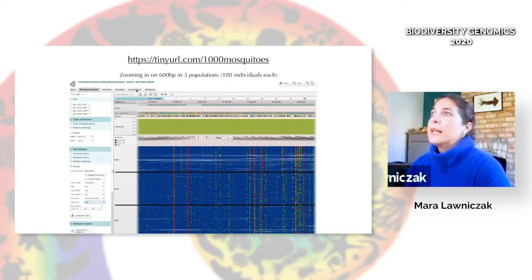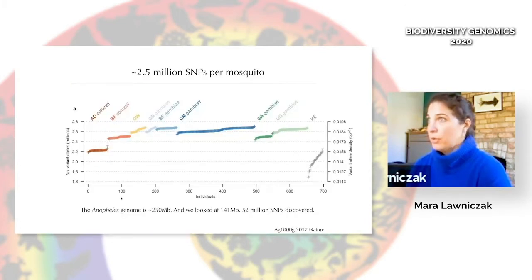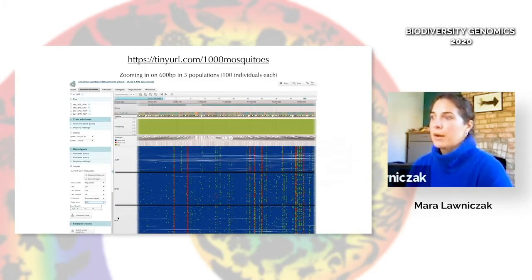You can interact with the data. I've left a tiny URL up here, 1,000 mosquitoes. This is a wonderful web browser called Panoptes, and this is just zooming in on 600 bases here of 100 specimens from Angola that are Mosquitoes, 100 specimens that are Mosquitoes from Burkina, and 100 specimens that are Gambi from Burkina. And each of these blue areas is a place in which these 100 genomes completely match the reference genome. Each of these green triangles up here is a place where there's a SNP, and you can also get a sense of that from all the green dots and red dots here.